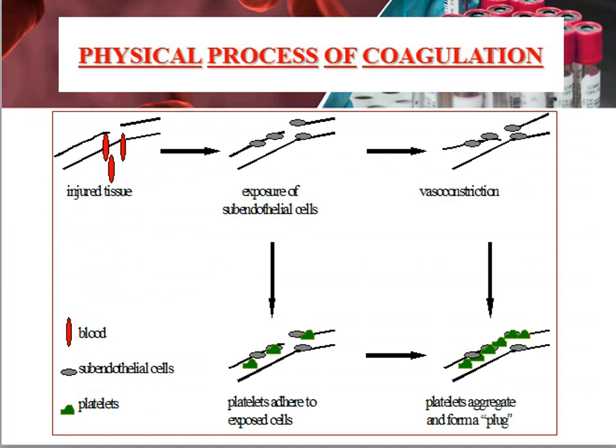So next is the physical process of coagulation. Firstly, tissue is injured, then the subendothelium cells are exposed, and at this stage the platelets adhere to the exposed cells, converting into a platelet aggregate. Due to vasoconstriction, it forms the plug.